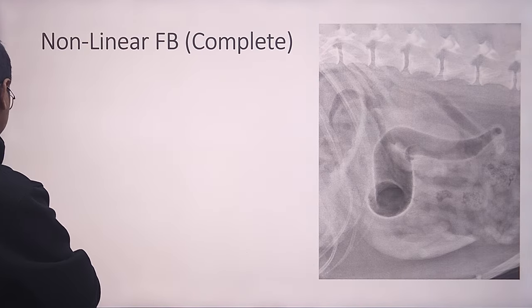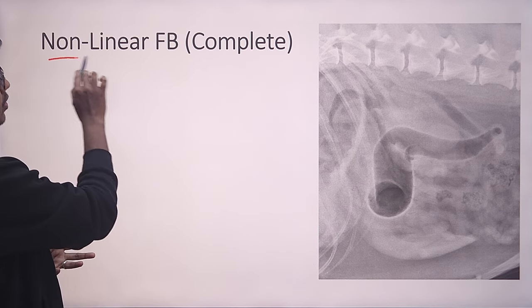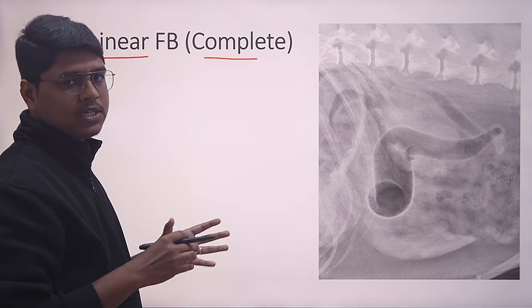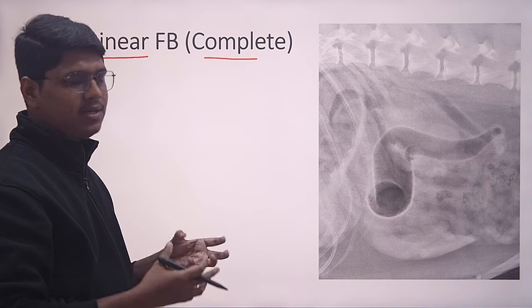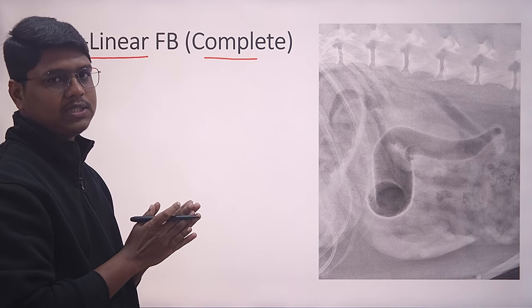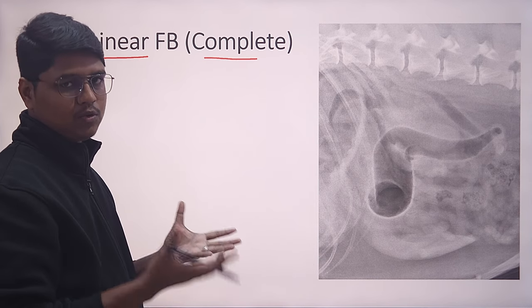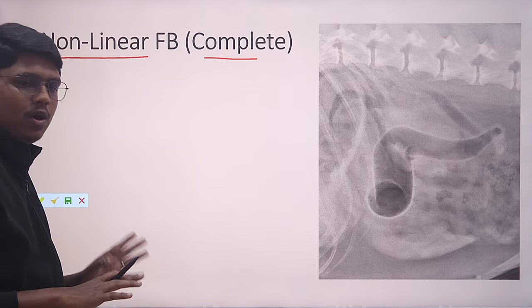So first one is the mechanical obstruction. I told you, mechanical ileus. Now first we will see the non-linear foreign bodies with complete obstruction. I am not mostly discussing the radio-opaque ones, which you can easily identify. Most of the radiographs will be of radiolucent foreign bodies, which are usually not recognizable in radiographs. So we have to look for other signs, in complete non-linear foreign body obstruction.